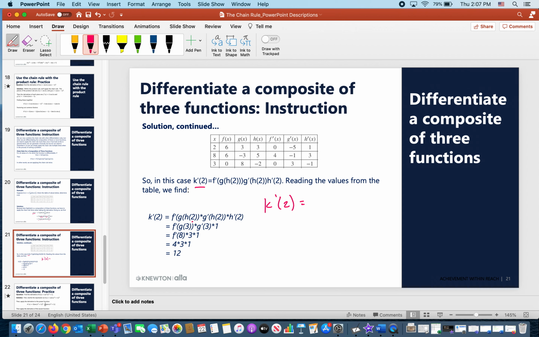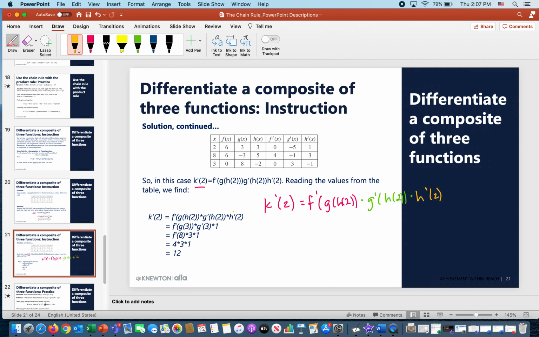So to find k prime of 2, I've got this, and it's kind of jumbled. It's a little hard to see. Let me see if I can't make this look a little cleaner for you. F prime of g of h of 2, okay? And then we're going to multiply that by g prime of h of 2. And then we're going to multiply that by h prime of 2. Okay, so you can see I've done this for you already.